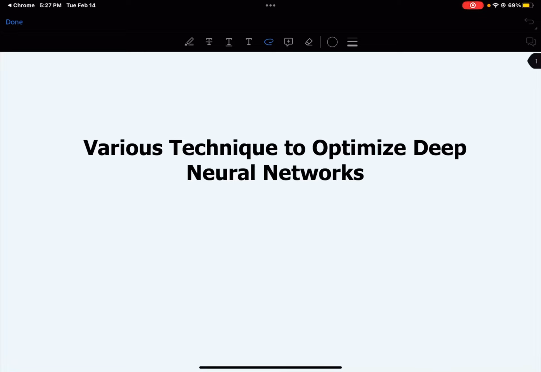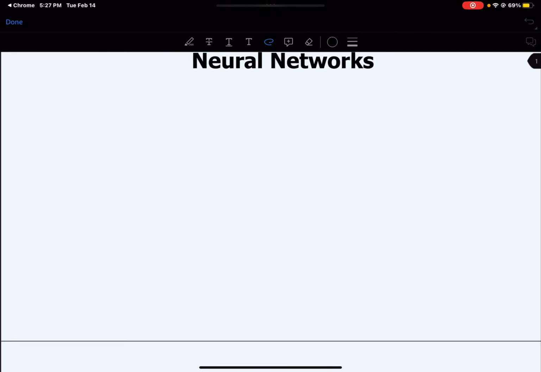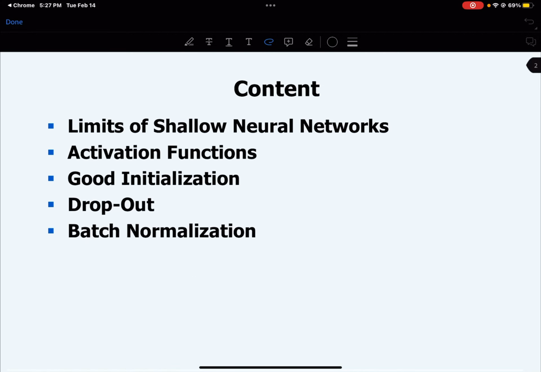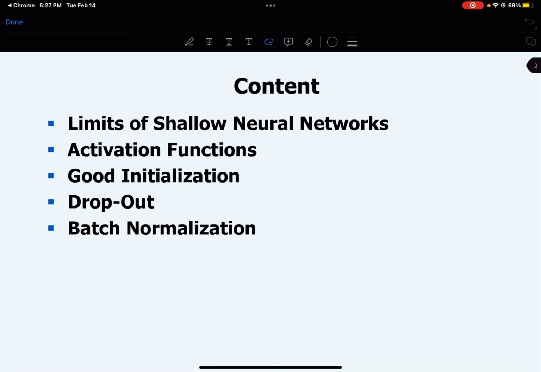The various techniques to optimize deep neural networks. In the previous lectures, we started understanding the multi-layer perceptron. There are different ways in which we can optimize the learning of our deep learning models.